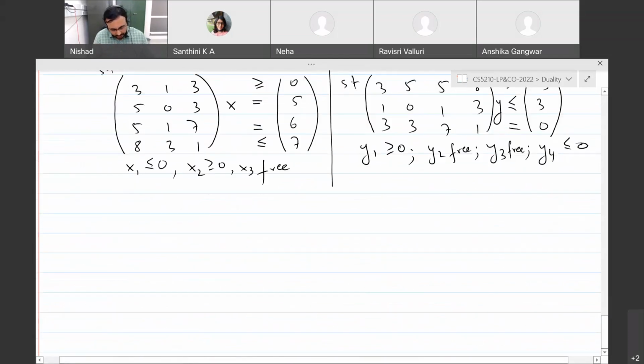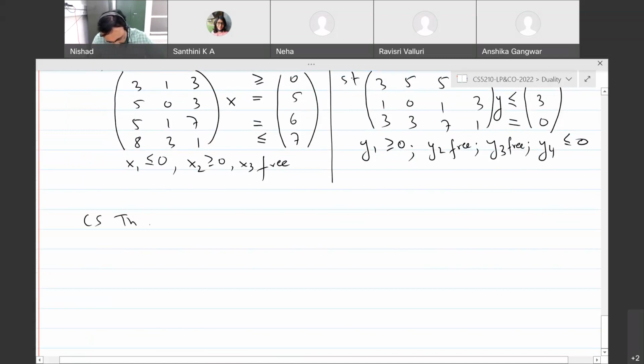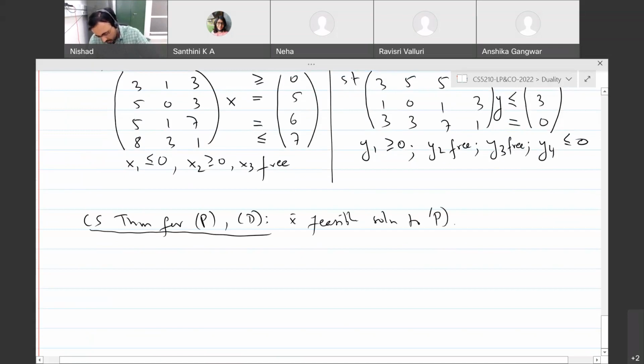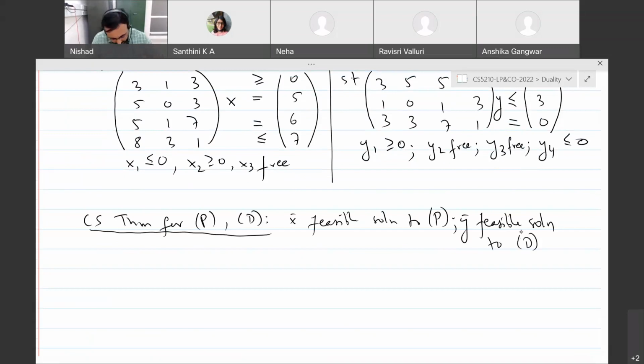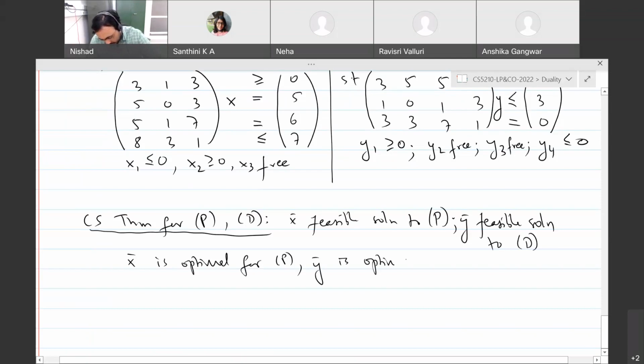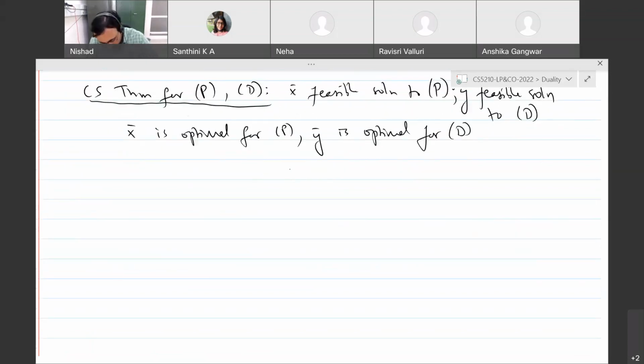All right, so the CS theorem for this particular primal dual pair tells you that if x bar is a feasible solution to the primal, y bar is a feasible solution to the dual, then x bar is optimal for the primal and y bar is optimal for the dual if and only if the complementary slackness conditions hold. Right? So let's write these down.